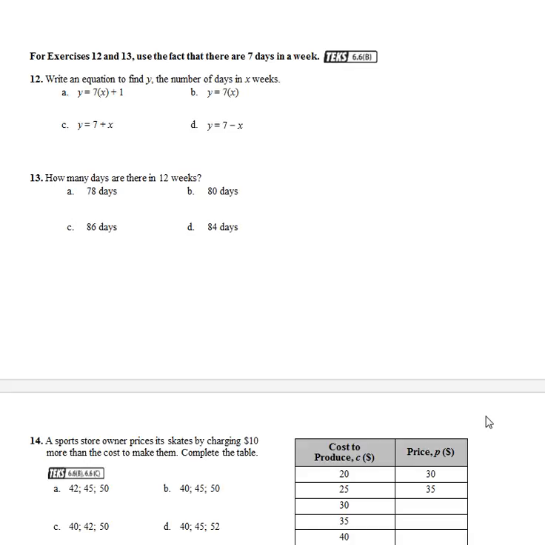Number 13. How many days are there in 12 weeks? A, 78 days. B, 80 days. C, 86 days. D, 84 days.